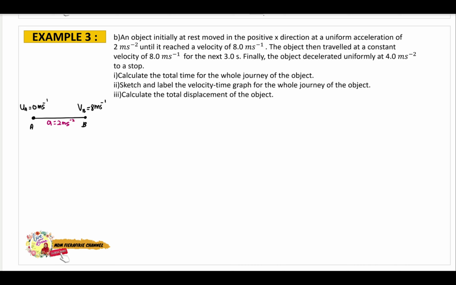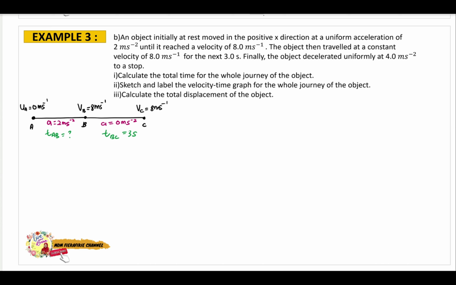And then for the next 3 seconds, okay, the time for TAB we don't know yet. But from point B to point C, the object is moving with constant velocity. If at point B it is equal to 8 meter per second, that means the velocity at point C is also 8 meter per second. When the object is moving with constant velocity, the acceleration at this point is equal to 0. And moving from B to C, the object is moving for 3 seconds.